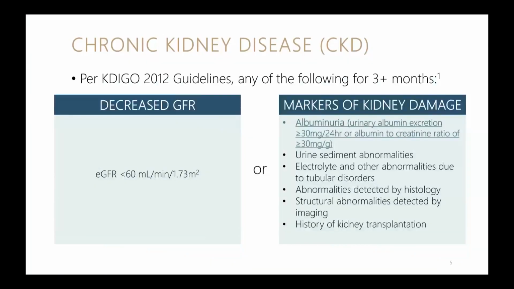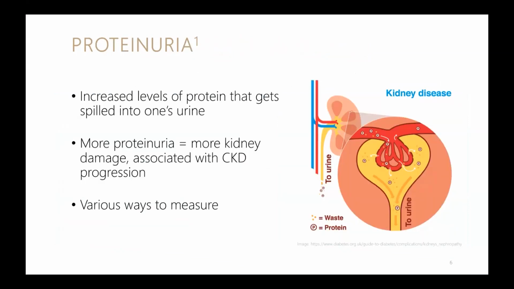As you likely recall, CKD is defined by the KDIGO 2012 guidelines as either a decreased eGFR of less than 60 or markers of kidney damage in a person for more than 3 months. Markers of kidney damage are defined by the guidelines as any of the conditions listed here on this slide. I'm not going to cover these extensively, but I wanted to point out specifically that albuminuria, or the amount of albumin protein in your urine, is an important measure of CKD progression, and it is mentioned in the KDIGO guidelines.